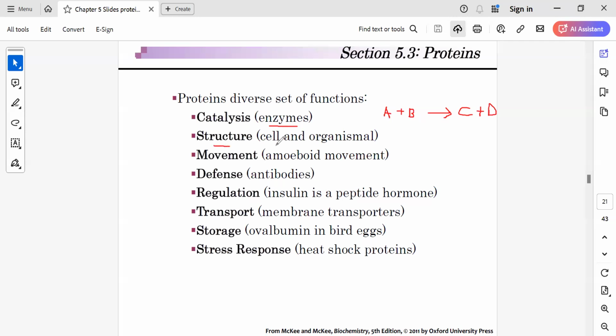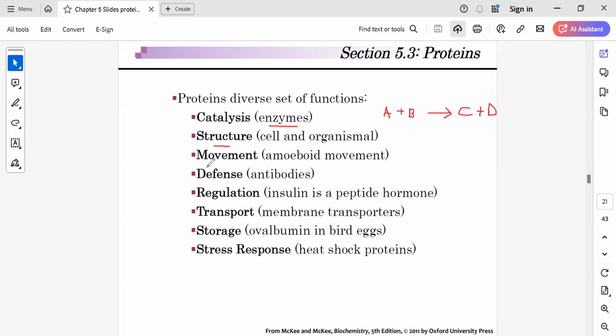And then also structure. Proteins also help in the structure of organisms. For example, in humans we have different cells, and they have different shapes. The shape and the structure of a particular cell depend on the types of proteins. For example, red blood cells have a biconcave shape, and it is biconcave because of the protein present in it. The name of the protein is hemoglobin.